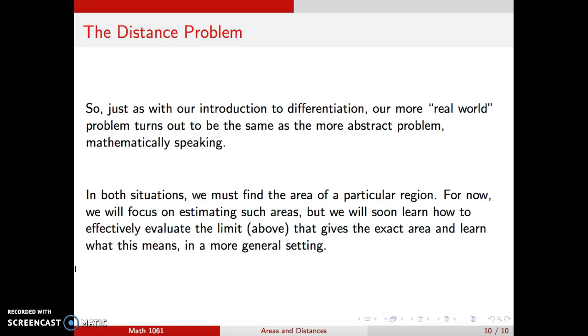So it turns out that just as we had with our introduction to differentiation, a more real-world problem ends up being the same as a more abstract problem, mathematically speaking. In both situations in the new setting, not the old stuff, but the area and distance problems, we're trying to find the area of a particular region. For now, we're going to focus on estimating areas, but we're soon going to see how to effectively evaluate the limit on a previous slide that gives us the exact area and see what this means more generally.